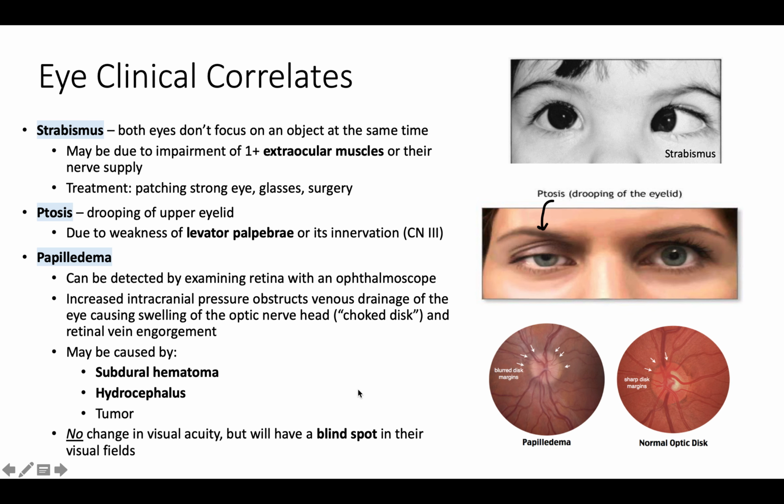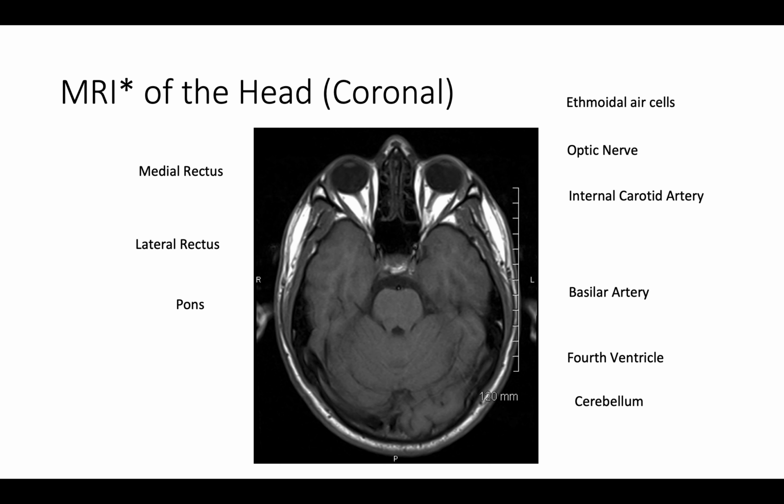And then papilledema is on the retina, and looking with the ophthalmoscope, you can see this normal, pretty optic disc, and you can see that it's kind of blurry. And that could be due to a hematoma, hydrocephalus, where there's too much CSF in the skull, or a tumor. So there's no change in the visual acuity, but they're going to have a blind spot in their visual field.